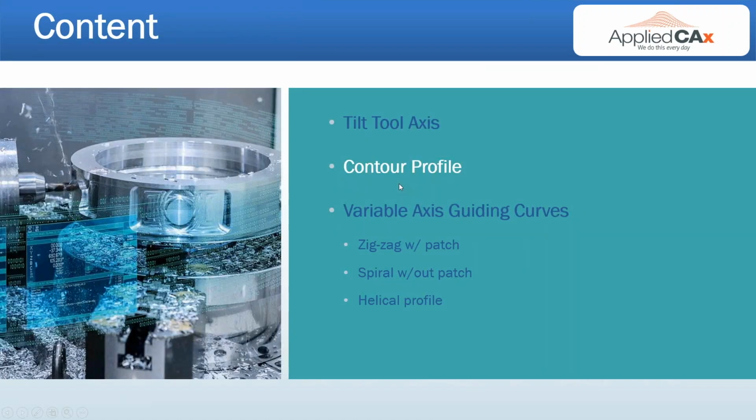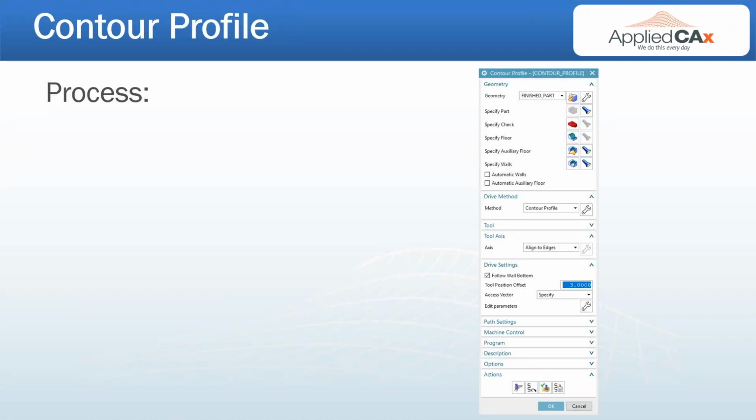So the next operation we're going to do is contour profile. Contour profile adds a little bit extra level of difficulty, especially with the demo part that we have coming up. This is for a 5-axis wall, essentially with no floor. So we're going to create an auxiliary floor that we're going to essentially drive the tool along the bottom of while staying against the wall of the part.